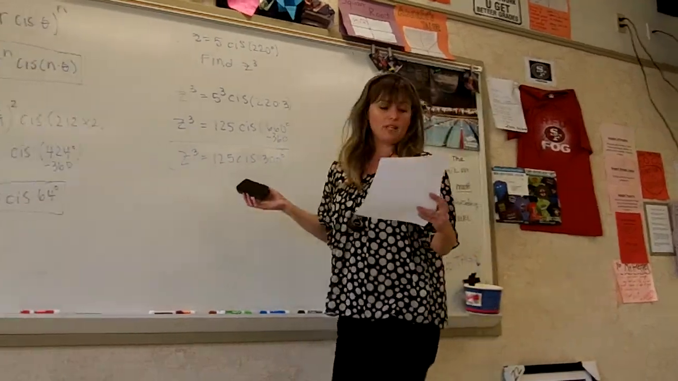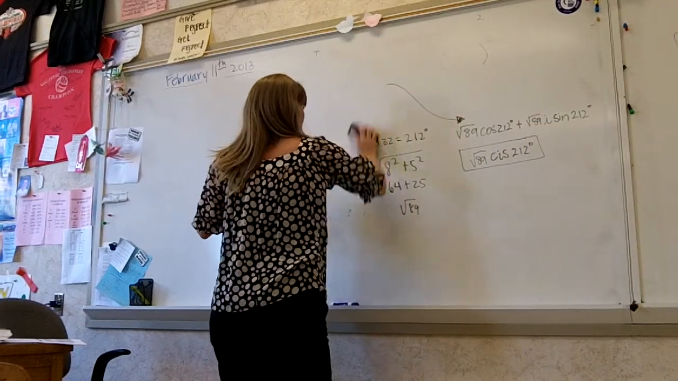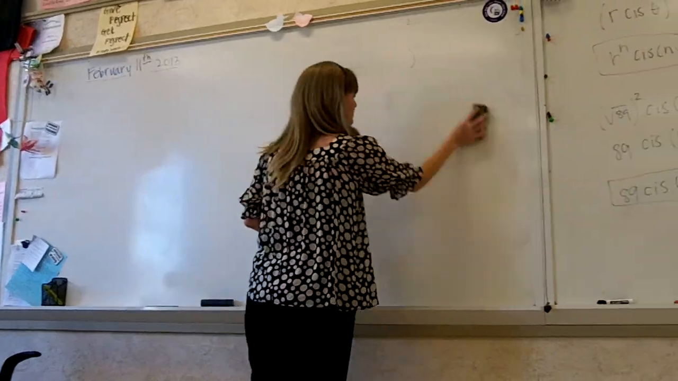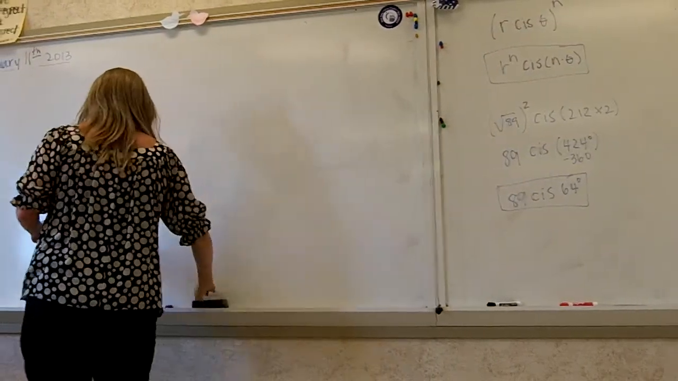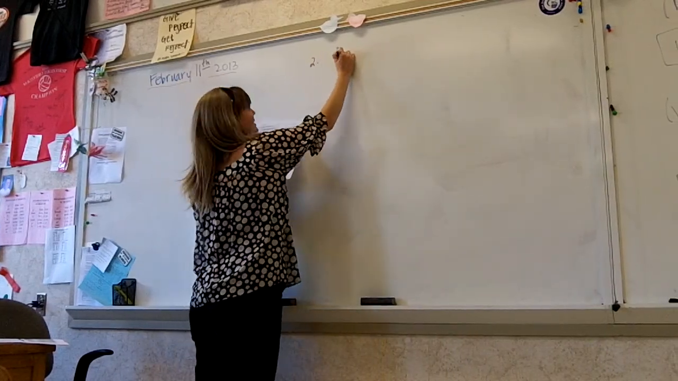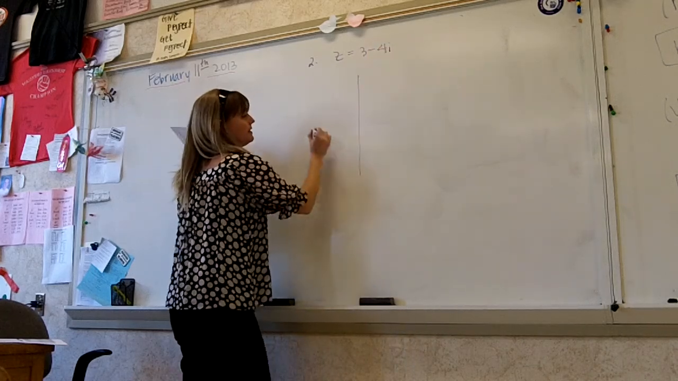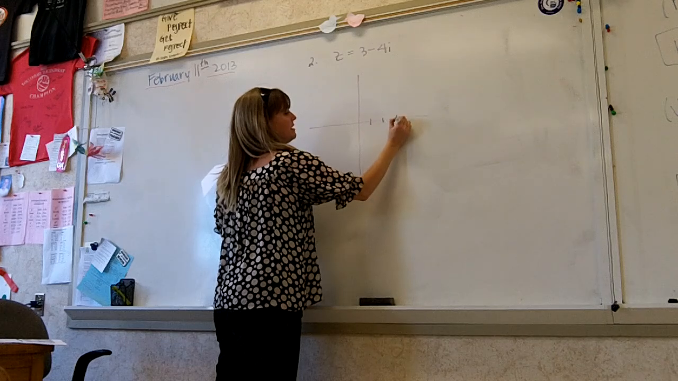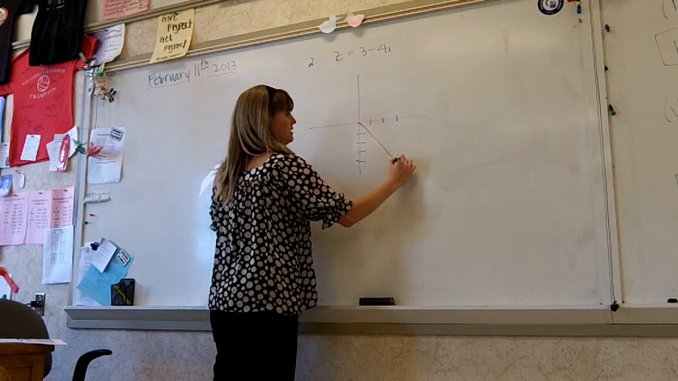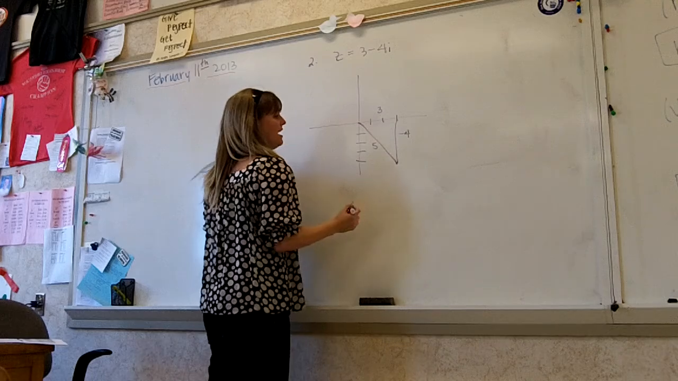All right, now let's try the second one, because that one you have to do a little bit of extra work, because you always have to start off writing these things in trig form. I'll start you off. Problem number 2 is z is equal to 3 minus 4i. I'm going to go out 3, and then I'm going to go down 4. So 3, negative 4. I know that that guy's equal to 5.